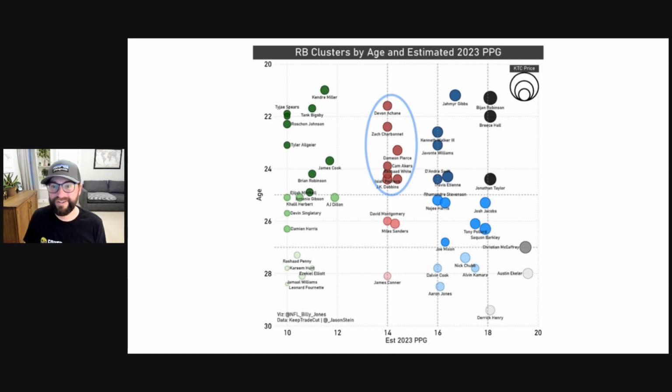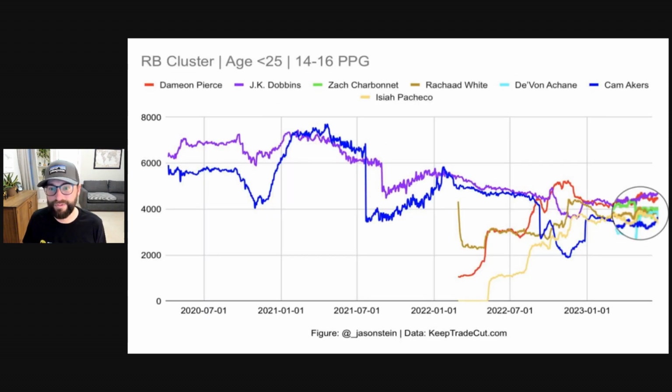So let's look at the next cluster here, the top red ones here. This is age less than 25 and 14 to 16 fantasy points per game. And of course, we're talking about Dameon Pierce, J.K. Dobbins, Zach Charbonnet, Rashad White, Devon Achane, Cam Akers, and Isaiah Pacheco. And this cluster is really kind of the cast of characters here. We have newcomers in Zach Charbonnet and Devon Achane, who show up at the very end of this chart, and you can see call out the bump in Achane's KTC after the draft, a fairly favorable situation for him.